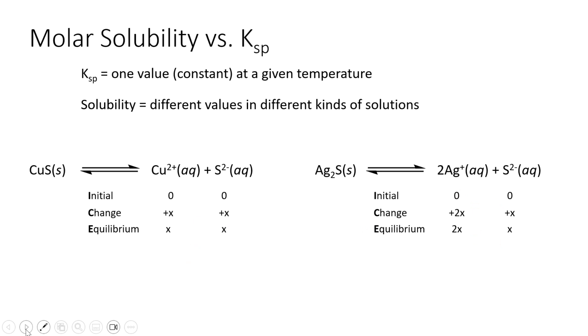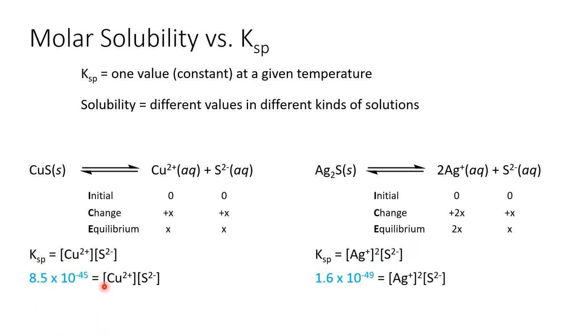Just pay attention to why I'm doing this, because I'm showing you why you can't just compare KSP values to determine how soluble something is. Now we write out our KSP expressions for each of these. This is the same drill we've been doing before. KSP for this is going to be the concentration of copper 2 plus times the concentration of sulfide, S 2 minus. In this case, the KSP is equal to silver plus squared, because the coefficient of 2 in front of the silver turns into an exponent, times the concentration of S 2 minus.